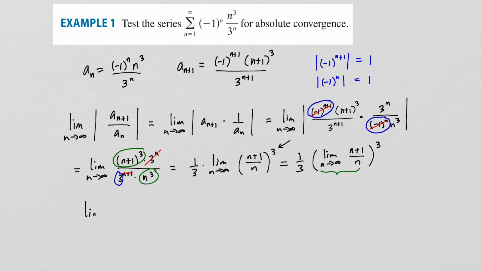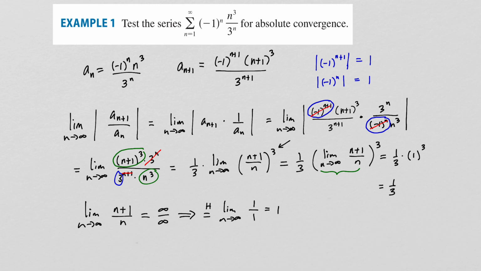Well, of course, we know that the limit as n goes to infinity of n plus 1 divided by n is equal to infinity divided by infinity. Therefore, we can apply L'Hopital's rule and take the derivative of the numerator and the derivative of the denominator, and this limit is going to equal 1, which means this result is going to be 1/3 times 1 cubed, and this, of course, is 1/3. So this is our value of L, where L represents the limit that you get when you use the ratio test. And since this number L is less than 1, we know that this series is absolutely convergent.